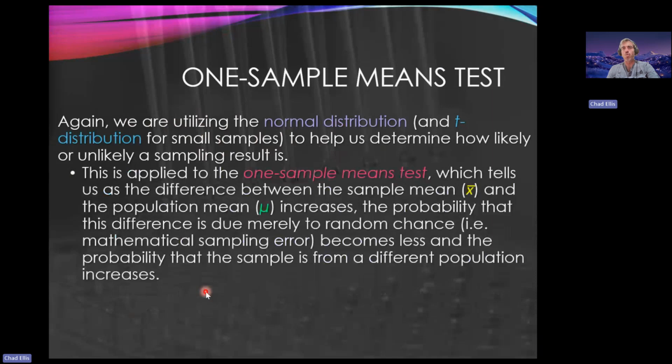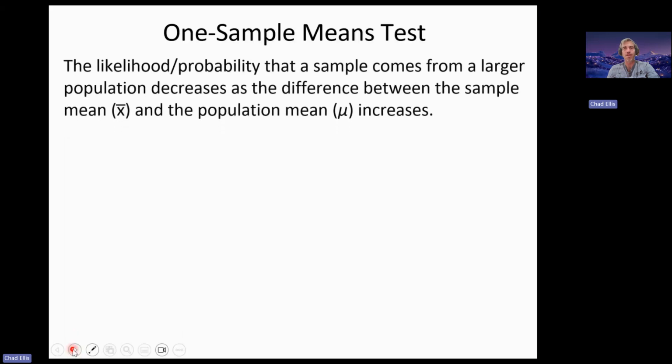Basically we're using the one sample means test to determine whether our sample mean belongs to a larger population or whether that sample is significantly different from the overall population. So that's where the term one sample means test comes from. We're comparing the sample mean to the population mean and determining whether the sample mean belongs to that overall population or not.